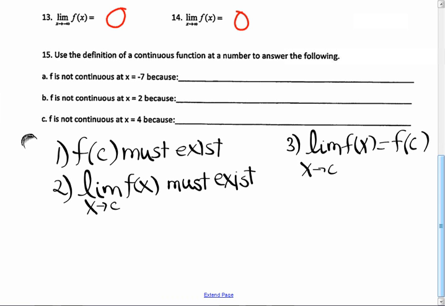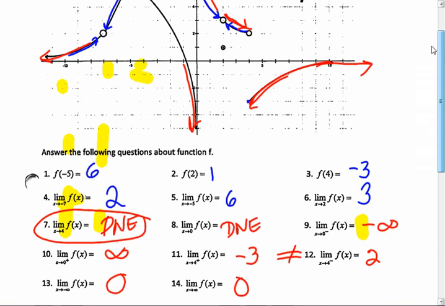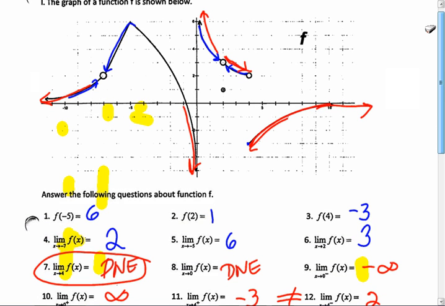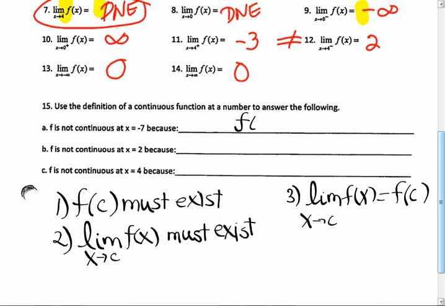Okay, Sam? Is that okay? So why is this not continuous at negative 7? F of negative 7 doesn't exist. That's why. I always look for that one first, because that's the easy one. And if it does exist, then I'll have to do some more work. That's it. You don't have to do the other ones.